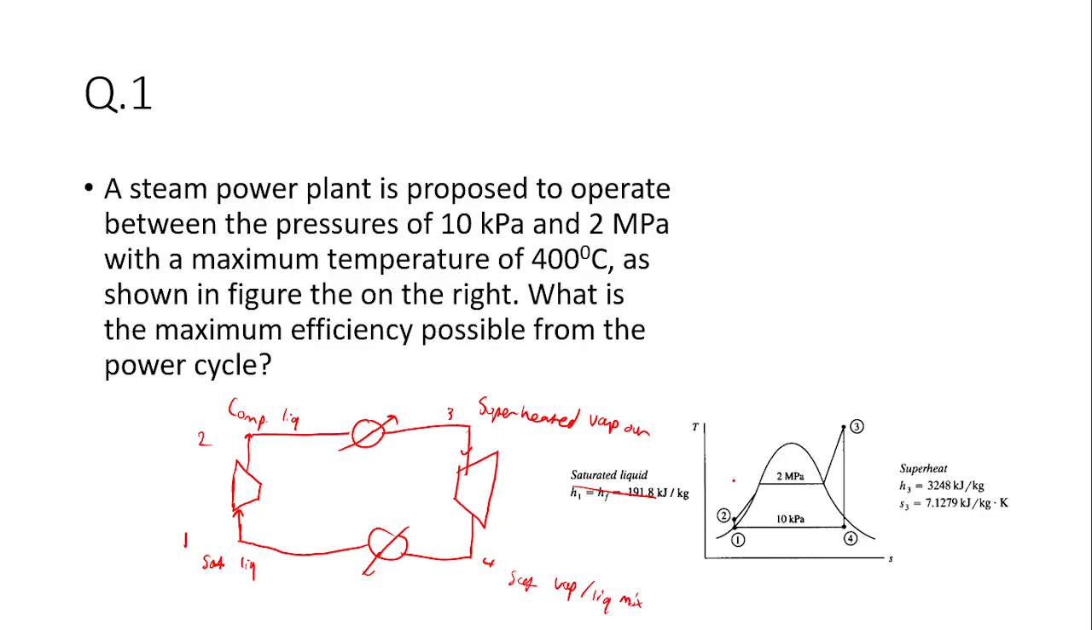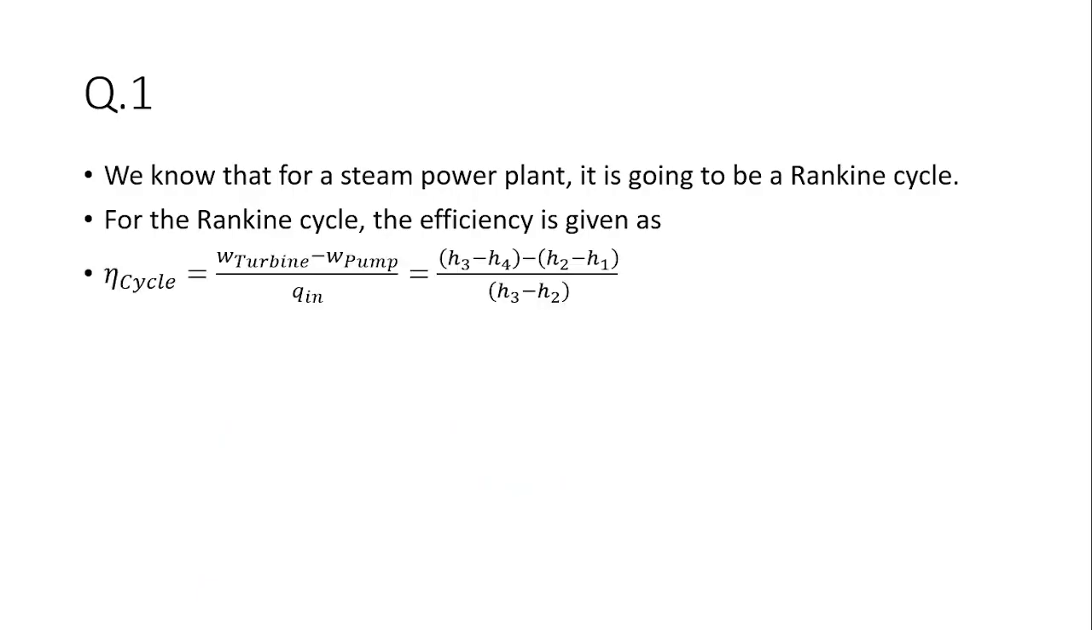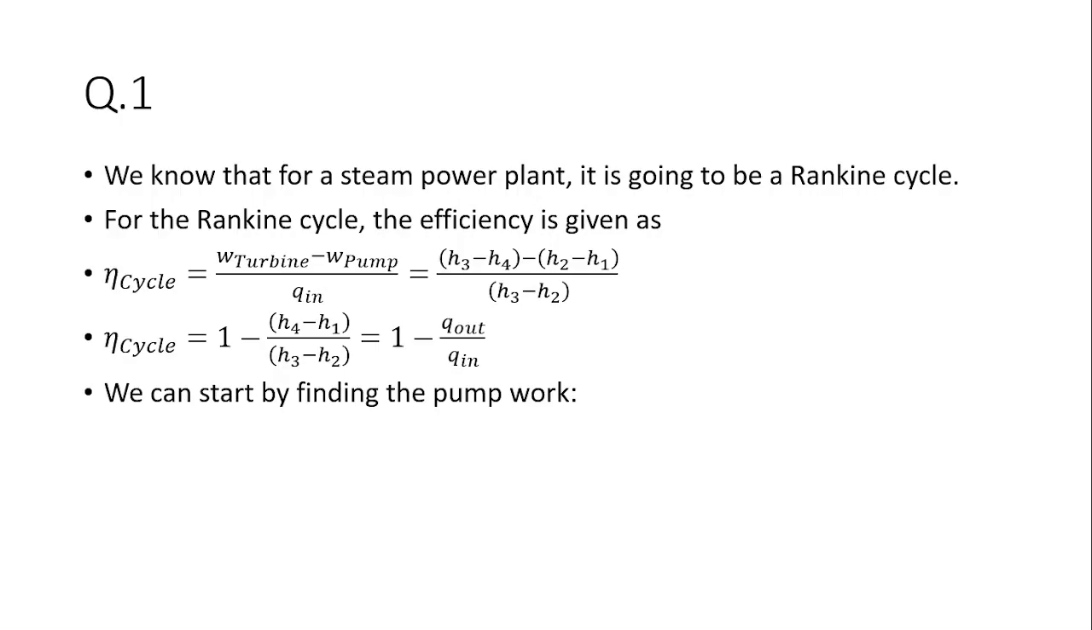So we've been given the parameters. We know that at point 1 we're told that we are at 10 kilopascal, so 10 kPa. Remember, P1 and P4 are the same, so this is also 10 kPa. Then the higher pressure is 2, so after we compress, this side becomes 2 MPa, and then this side is also 2 MPa. The maximum temperature always occurs at point 3, so that's 400 degrees Celsius, right? So we're looking at the maximum efficiency possible. We know that for a steam power plant, it's going to be a Rankine cycle. And for the Rankine cycle, the efficiency is given by these expressions that we've already seen.